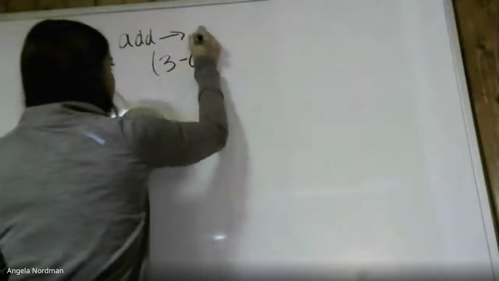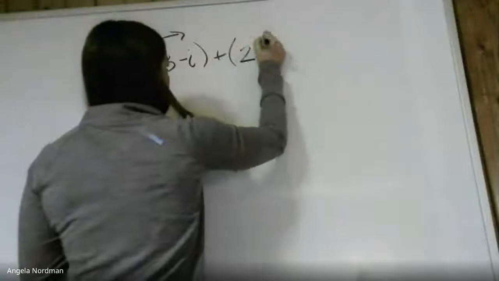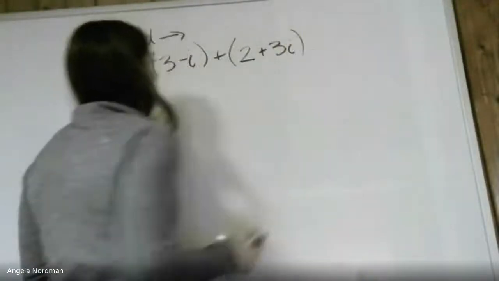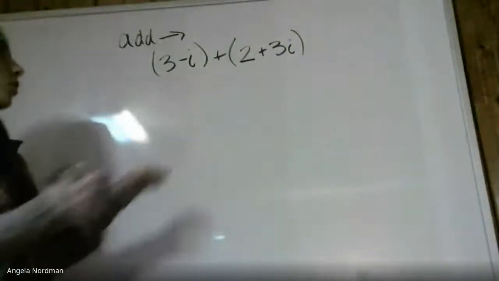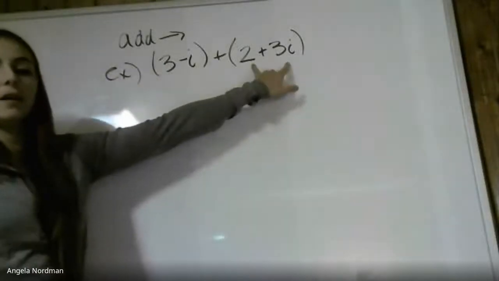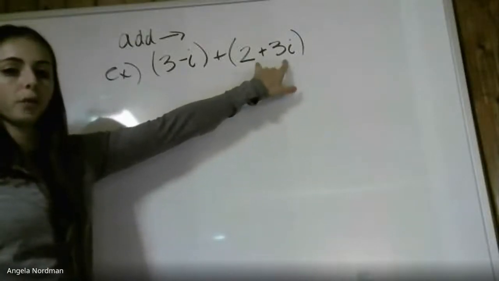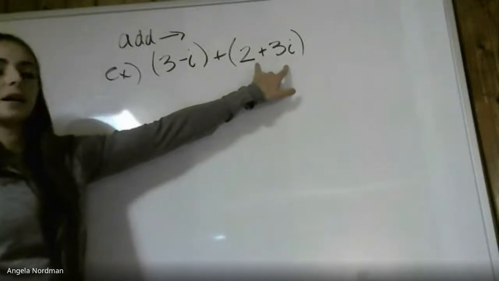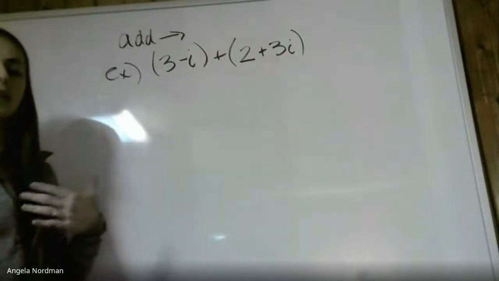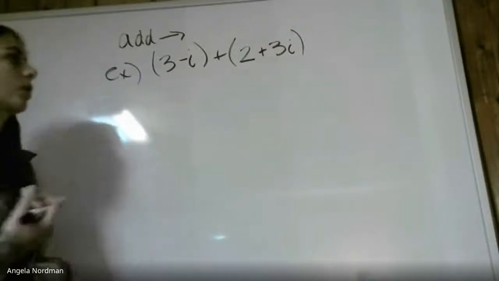We're going to use the example (3 - i) + (2 + 3i). Our complex number is always going to come in the form of a binomial and a binomial. If it doesn't come with a two-term binomial, then it's not a complex number, because that means it's either missing the imaginary portion or the real portion of it, whereas it would just be the imaginary or just the real.